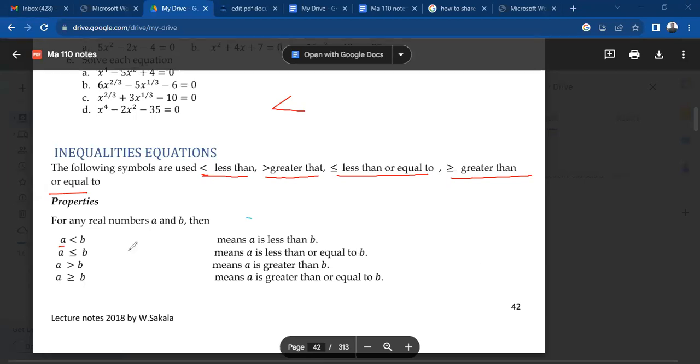Wonderful. Then if we say A is less than B, it means that A is smaller than B. If we say A is less than or equal to B, it means that A can either be smaller or equal to B. Greater than is the same. Then let's continue.